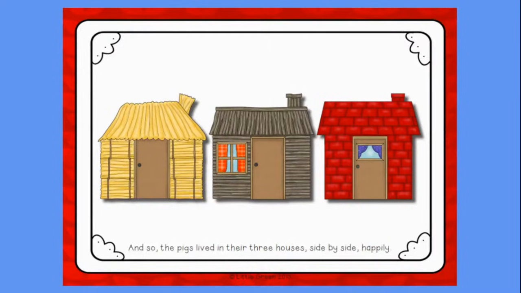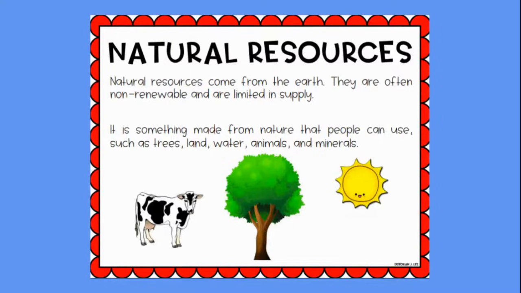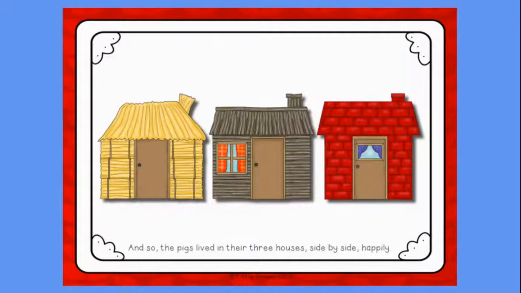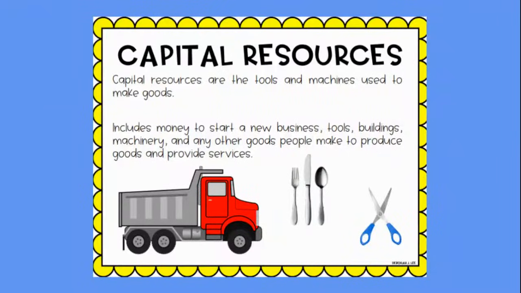What we're going to talk about are the resources they used. There were three types. There were natural resources, which come from the earth and are often non-renewable and limited in supply. Now, when we look back on the three houses, it can include trees, land, water, animals, and minerals. Looking at the three houses, straw and wood are types of things you would find from nature. They're natural.